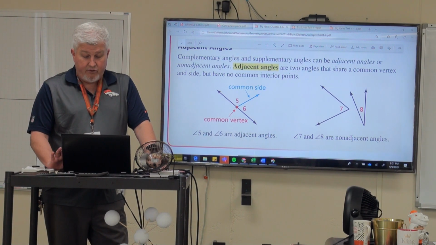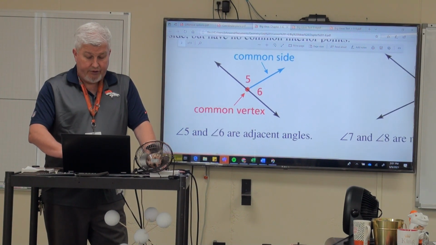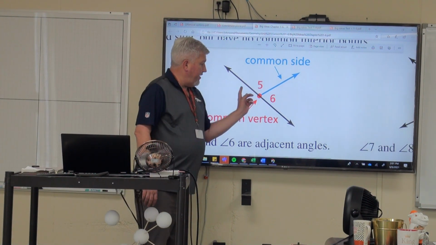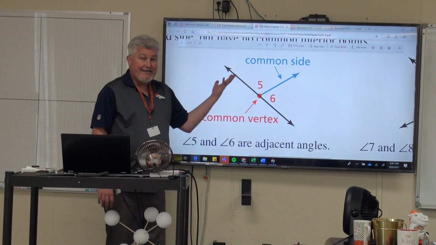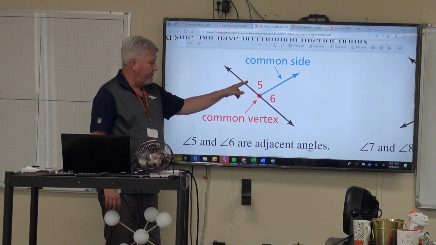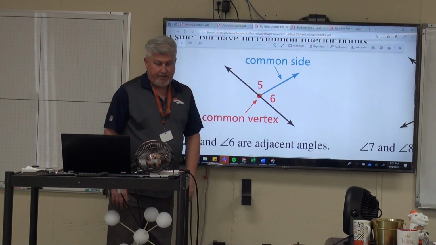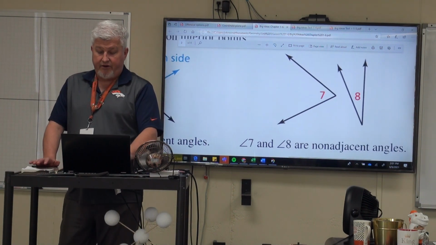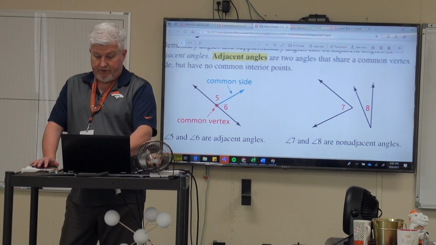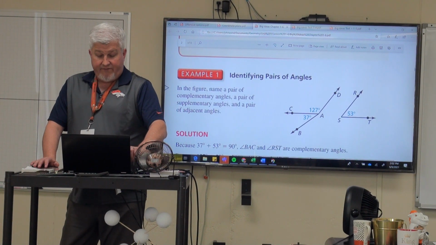Adjacent angles are two angles that share a common vertex and a side, but have no common interior points. So you can see here, this is a pair, angle 5 and angle 6 are a pair of supplementary angles. They share and create this 180-degree straight angle. They have a common side right here, okay, but they are adjacent to one another. Whereas on the other side, you see here, again, two angles that are non-adjacent angles. And they don't give us the measures, so we don't really know what that's about. Not a big deal.